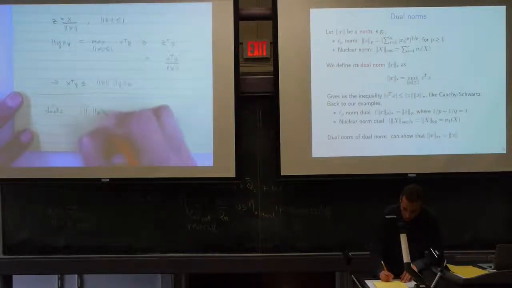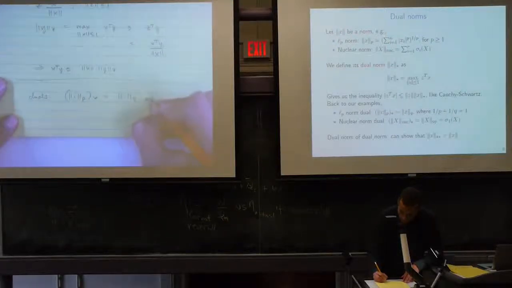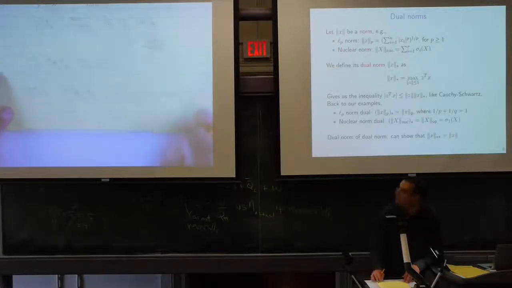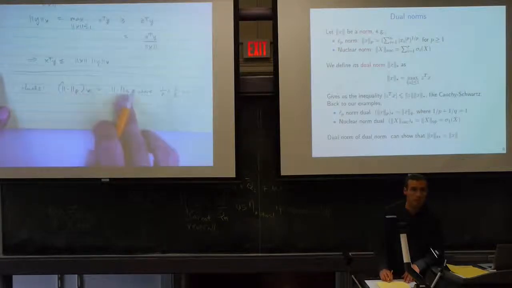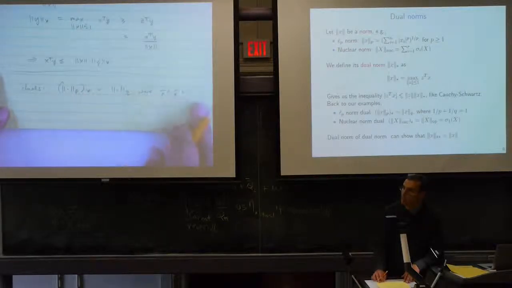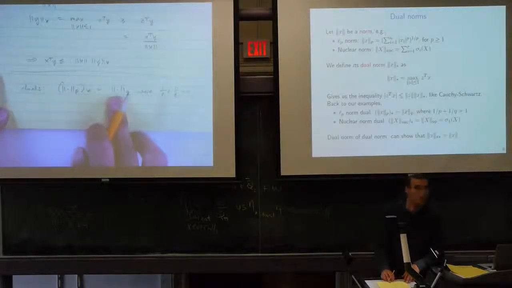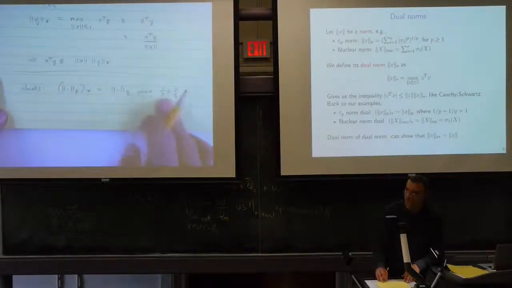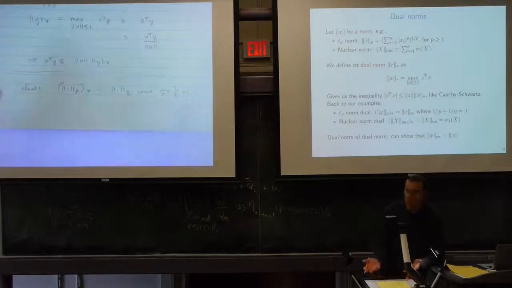The dual of the Lp norm is the Lq norm, where 1 over p plus 1 over q equals 1. So that means the dual of the L2 norm is the L2 norm, because 1/2 plus 1/2 is 1. The dual of the L1 norm is the L infinity norm, because 1 over 1 plus 1 over infinity is 1. So this is a relationship for any p and q.